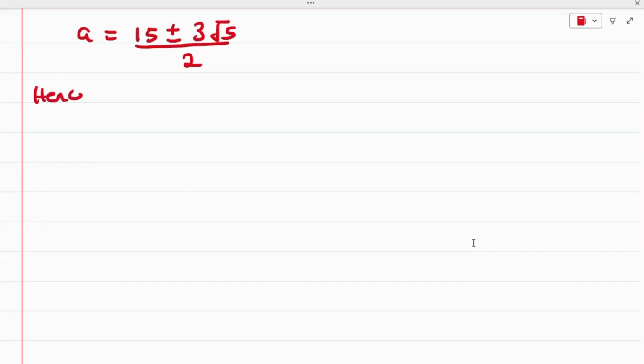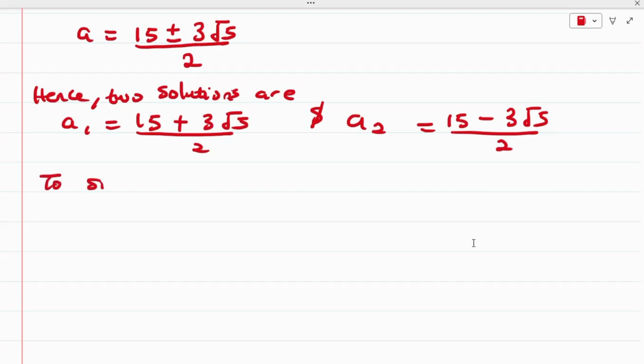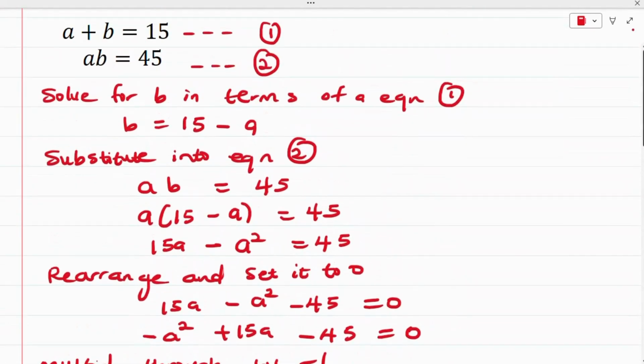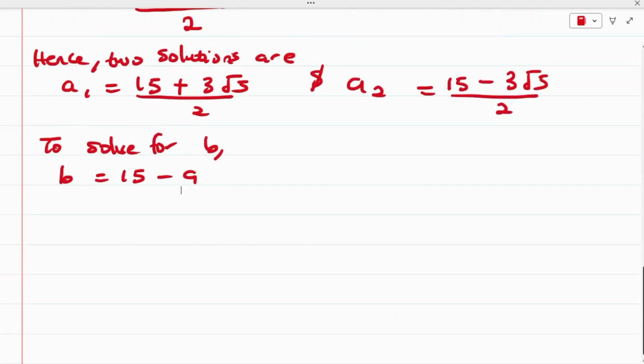So hence the two solutions for a is given as, so we have the two solutions to be a1 equals to 15 plus 3 root 5 over 2, and a2, which is equals to 15 minus 3 root 5 over 2. So we have been able to solve for the values of a. So to solve for b, we want to simply make use of this equation right here, and this equation states that b is equals to 15 minus a. So making use of that equation that states that b is equals to 15 minus a, we have the values of a1 and a2.